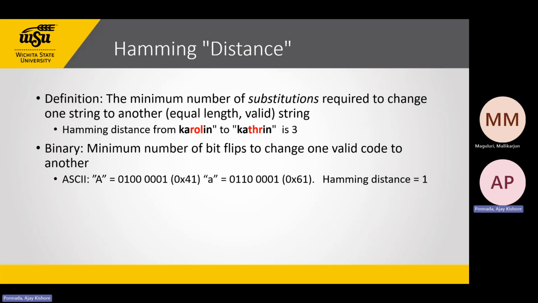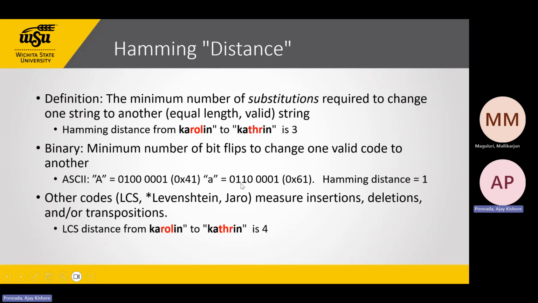So binary: minimum number of bit flips to change one valid code to another. The ASCII value of A is right there, 01000001, and lowercase a. So 1 bit flip can change from capital A to small a. Okay.